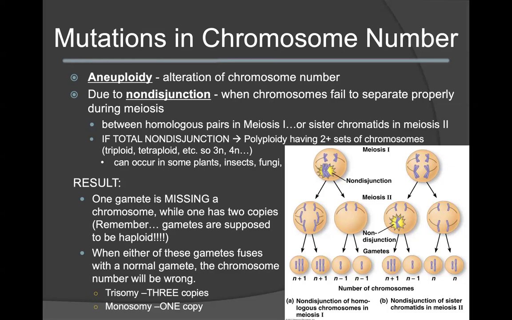Any of the gametes that are N+1 would form a trisomy condition in an embryo, whereas any of the offspring that result from the gametes with an N-1 would be considered a monosomy condition.